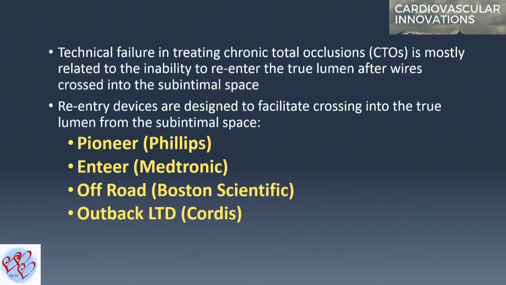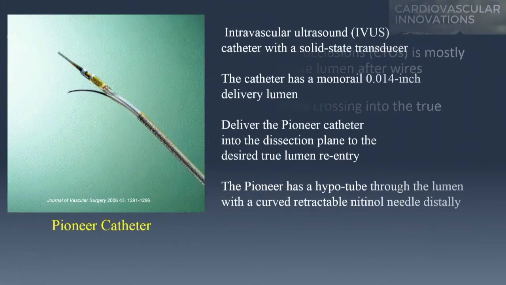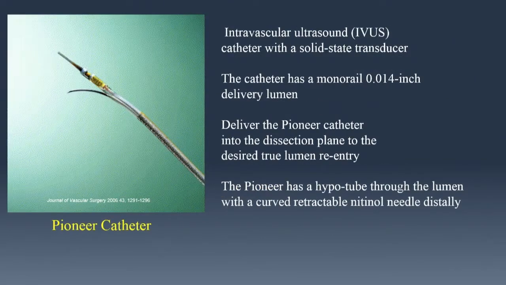The reentry devices, assuming you end up in the subintimal space, we currently have 4 of them: the Pioneer from Philips, Intier from Medtronic, Offroad from Boston Scientific, and the Outback LTD from Cordis. So let me take you over the Pioneer catheter. It uses an intravascular ultrasound catheter. It has a monorail 0.14-inch delivery lumen. You deliver the Pioneer catheter into the dissection plane to the desired true lumen reentry. You use the curved retractable nitinol needle to advance it into the true lumen.